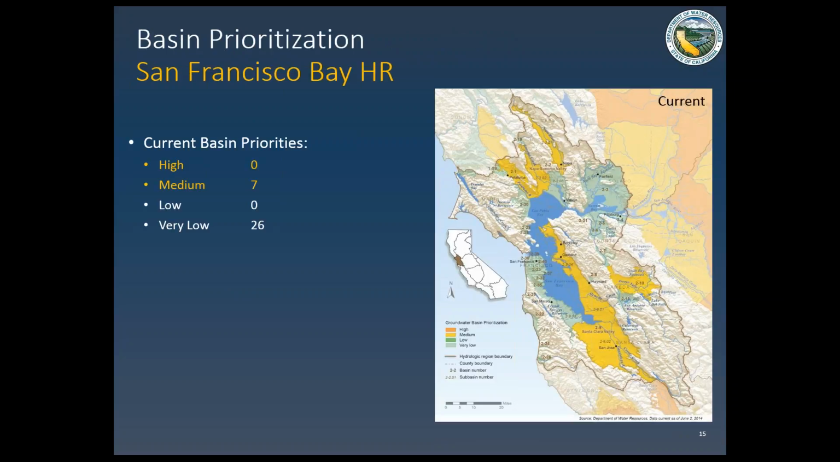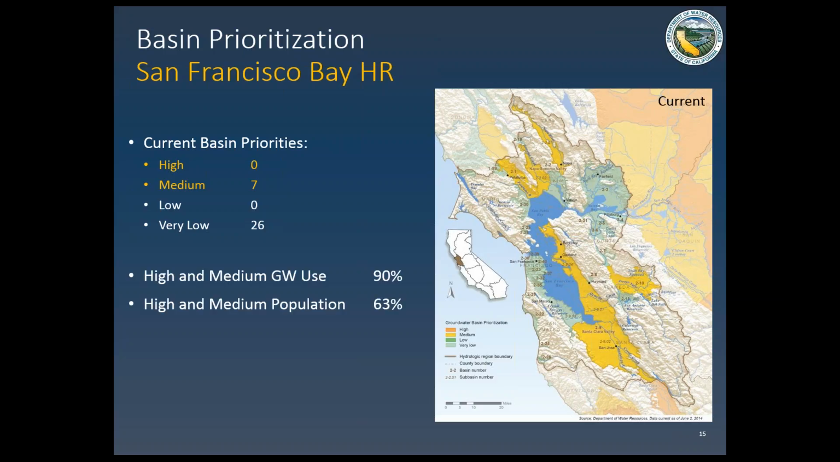Let's talk about San Francisco for a second. There are no high priority basins, but there are 7 medium priority basins, and then there are 26 very low. It's kind of interesting when you look at it. The San Francisco Peninsula basins are all very low, and that's mainly because there's very little groundwater use in those particular basins. Most of the groundwater is being produced out of the Santa Clara and then up in the Marin, Sonoma County areas.